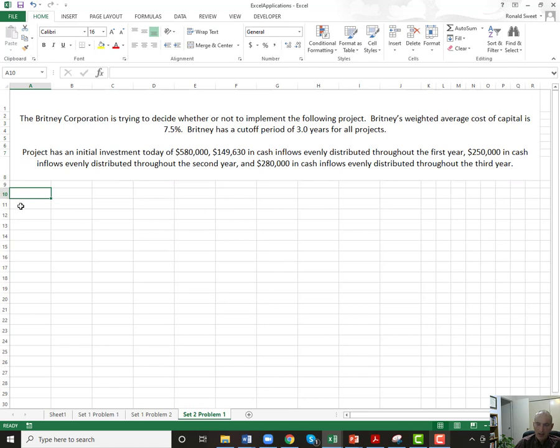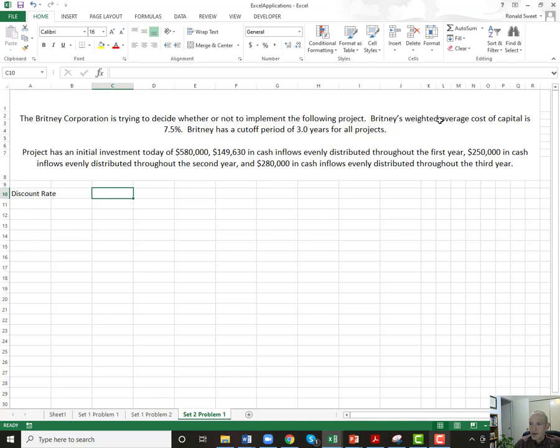All right. So make sure you're using the exact same cells I am. That way you can more easily use the same formulas I'm using. So let's start off with our discount rate. You want to put that somewhere. We're going to see in the next problem, we're going to put it on our assumptions page. Here you can just put it up at the top. So the Brittany Corporation is trying to decide whether or not to implement this project.